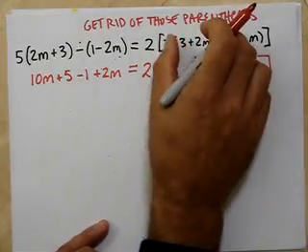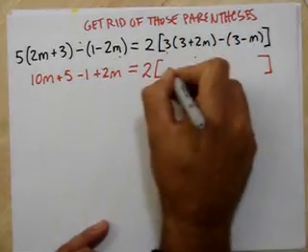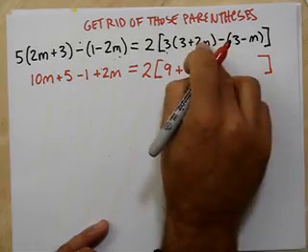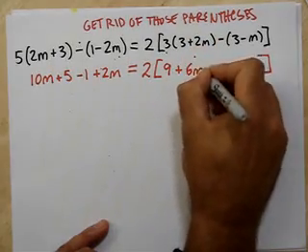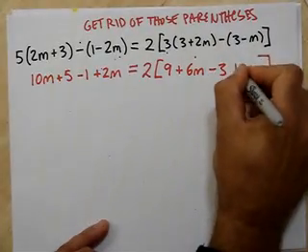So I want 3 of these things. So I want this and this and this. So I want 3 of these 3's, which would be 9. I want 3 of these 2m's, which would be 6m's. And I want the opposite of this. So negative 3 and a positive m.